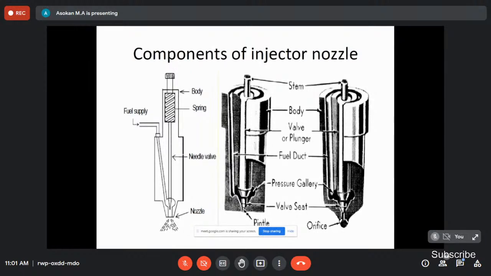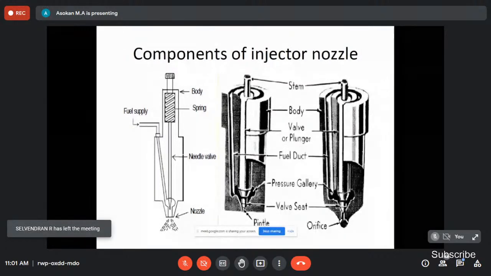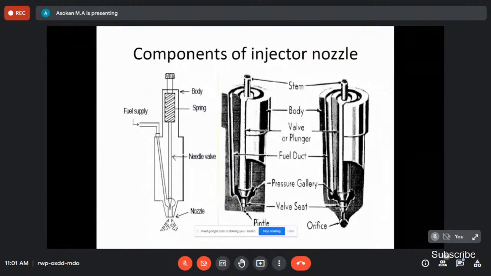You can adjust the pressure to whatever pressure is required. Initially, the high pressure fuel entering the fuel passage lifts the needle valve, because the fuel pressure is higher than the spring compression pressure. This way the fuel is injected into the cylinder. Right? So we can adjust the pressure. That is the injector.